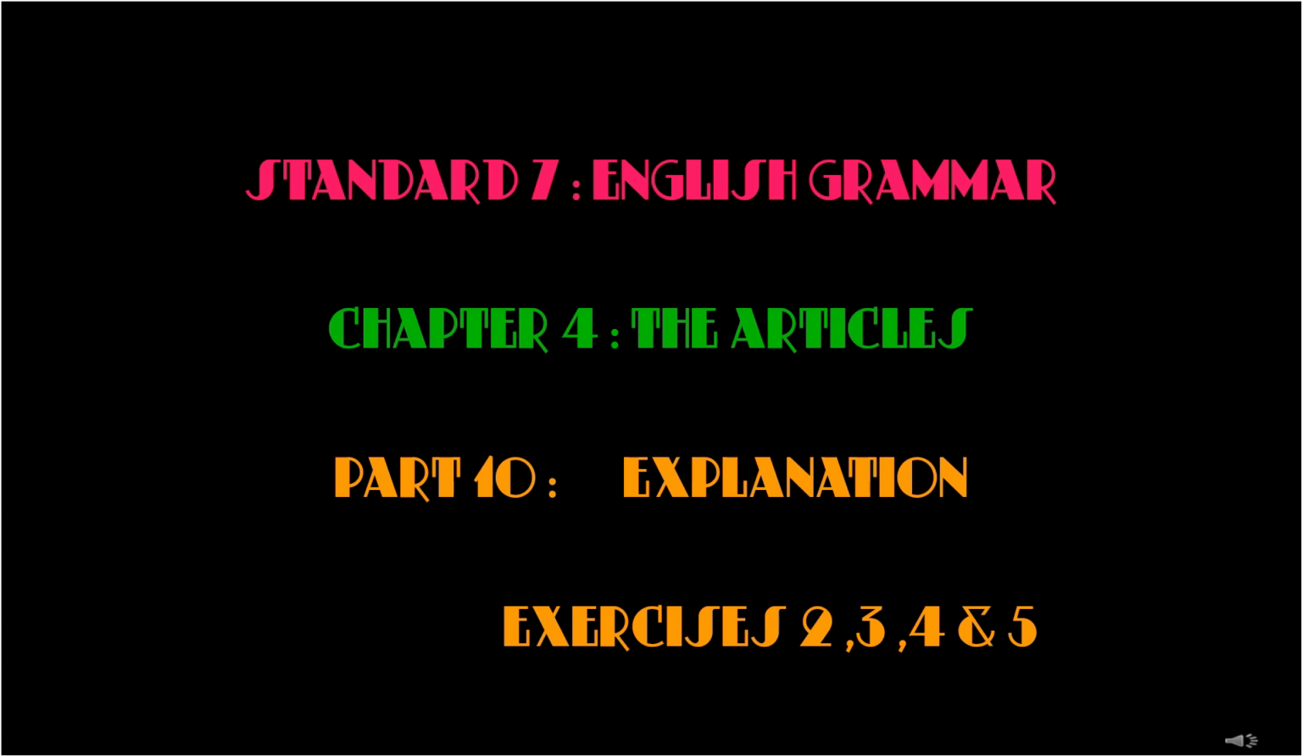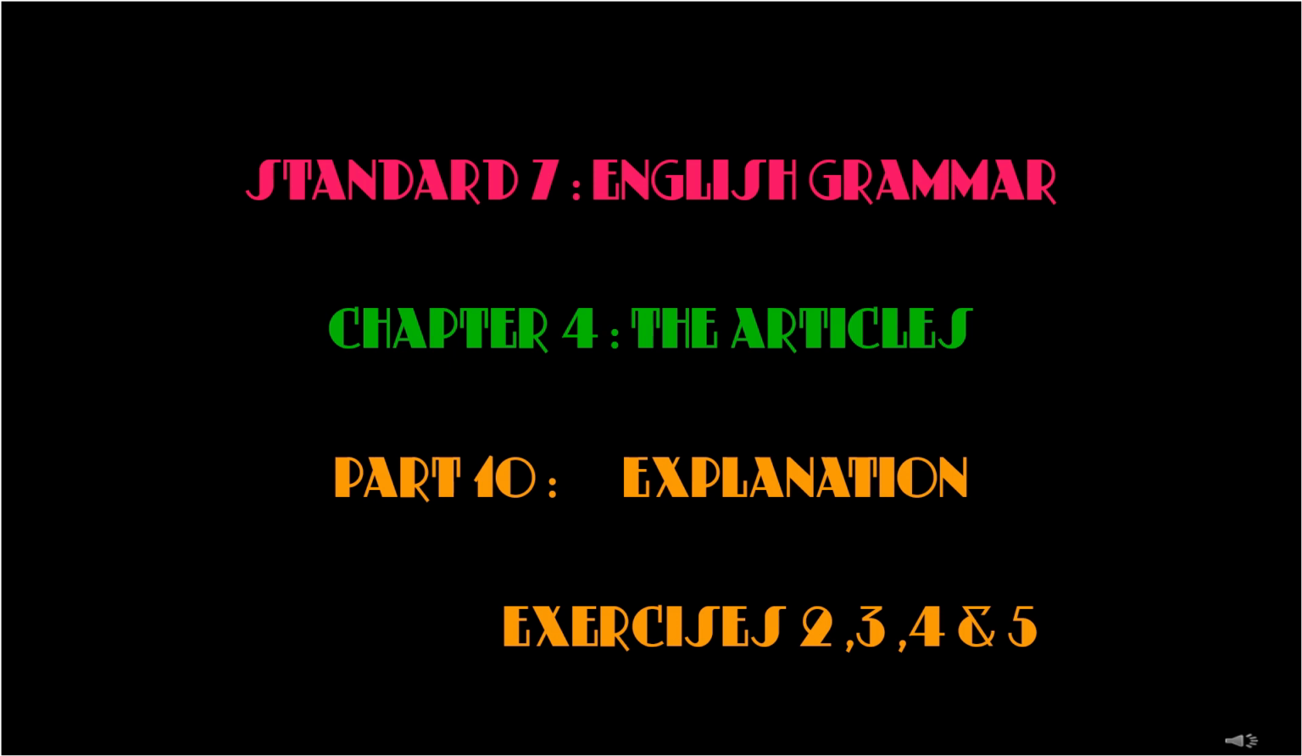In our last part, we learned about the articles. A, an, and the are the three articles in English. We also learned what definite and indefinite articles are. In the last part, we learned in detail about the uses of the indefinite articles a and an. In this part, we are going to learn the uses of the definite article the, along with exercises 2, 3, 4 and 5.